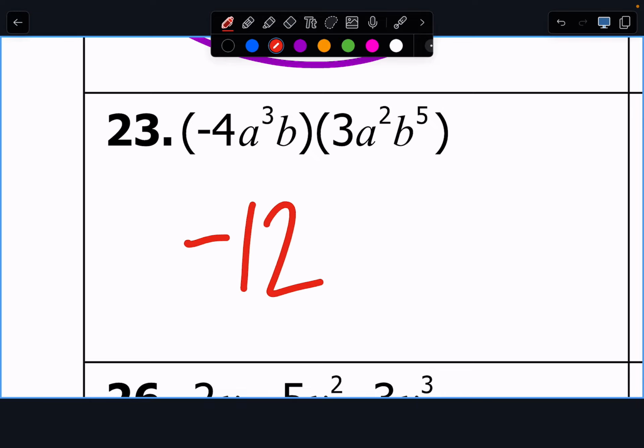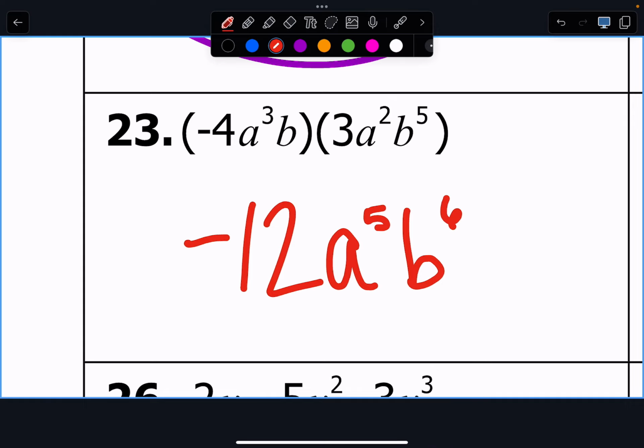Okay. Now, I see some A's, I see some B's. Do I squish them all together? No. A cubed times A squared is going to give us A to the, and then we're going to have B to the 6, because this is B to the first. So when we take 1 plus 5, we get that 6.